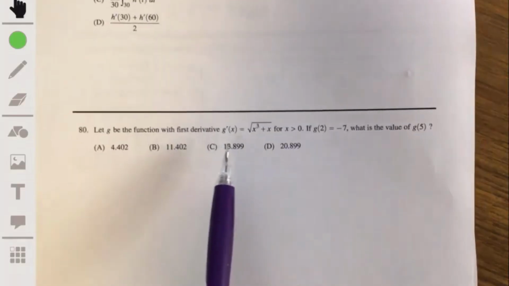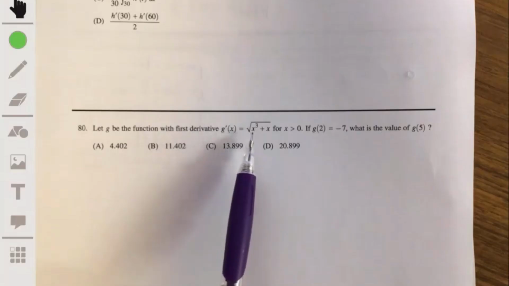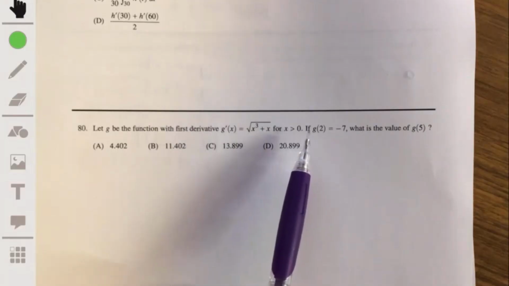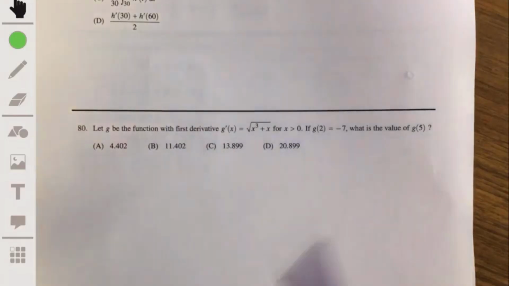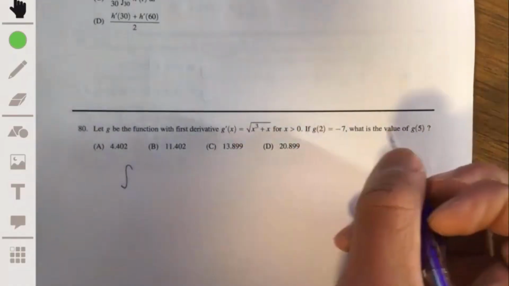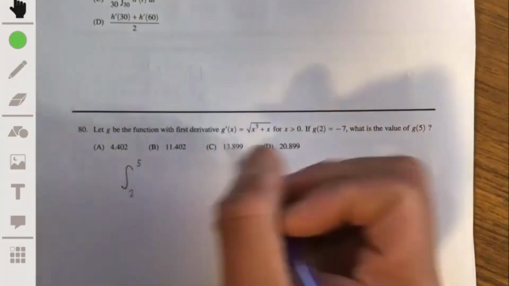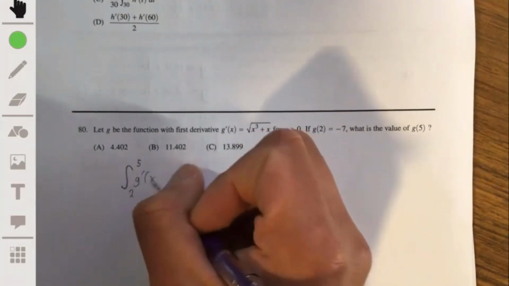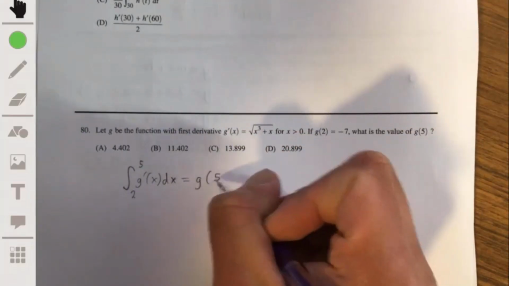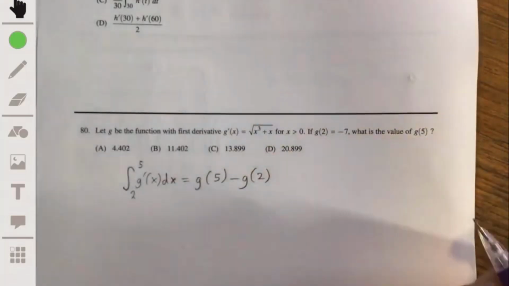Right, 80. We're given that g is the function with first derivative equal to the square root of x cubed plus x, for x positive. If g of 2 equals -7, what is g of 5? So what we can do is be clever and set up an integral from 2 to 5 of g prime of x. Because when you integrate this, you're going to have g of 5 minus g of 2.